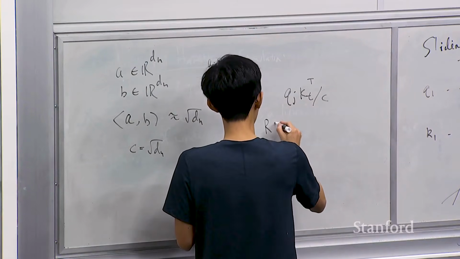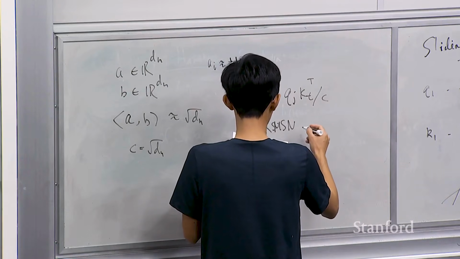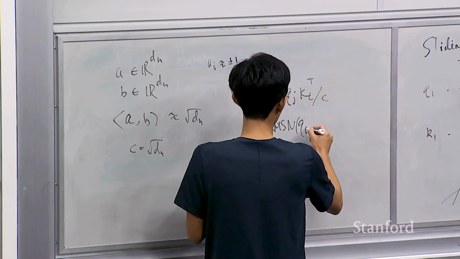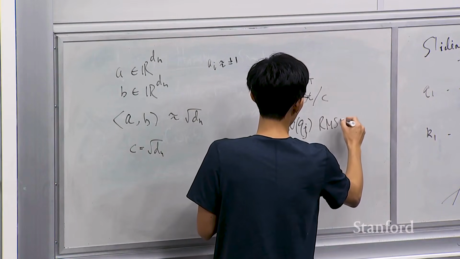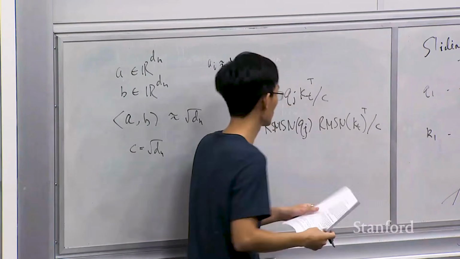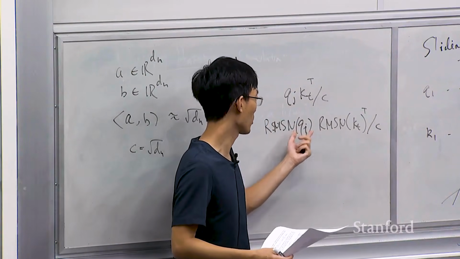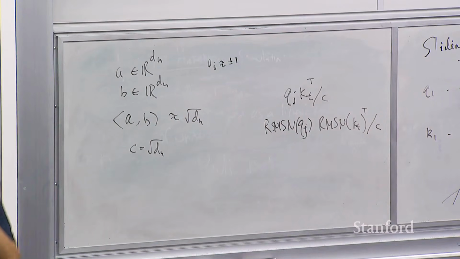You can do RMS norm of Qj, times some normalization of Kt transpose, divided by C. So that before you go into this inner product, you are somewhat normalized, and then you can stay on the same scale for most of the cases. Again, this is a heuristic, but people do use this in some of the open source models.